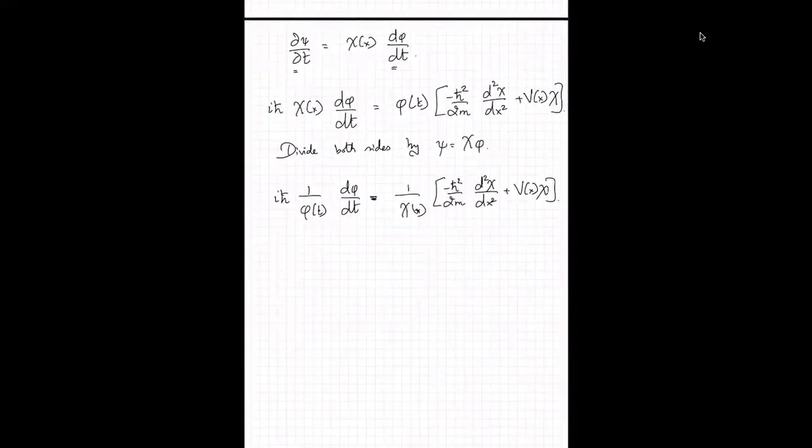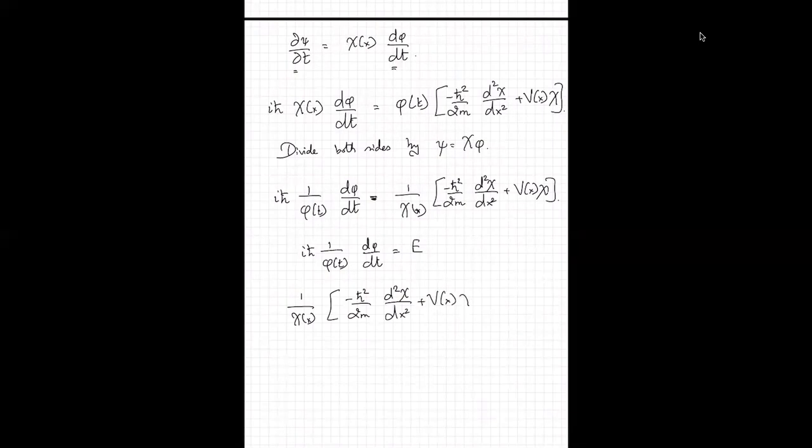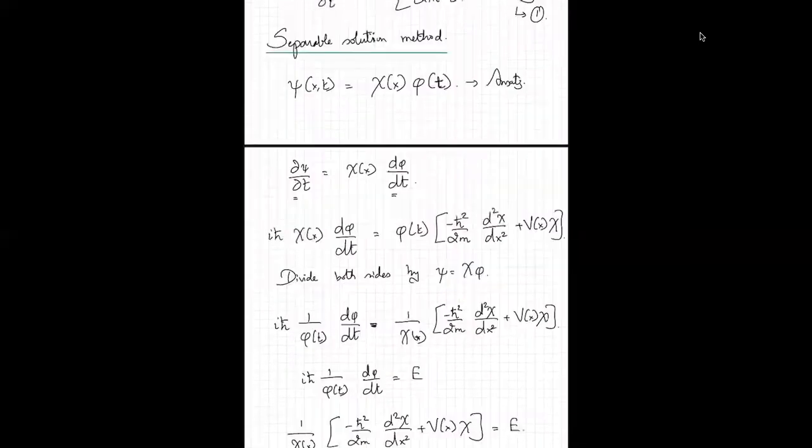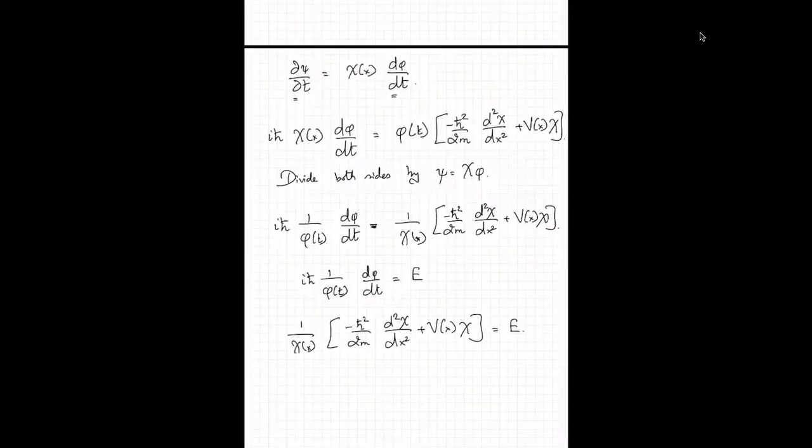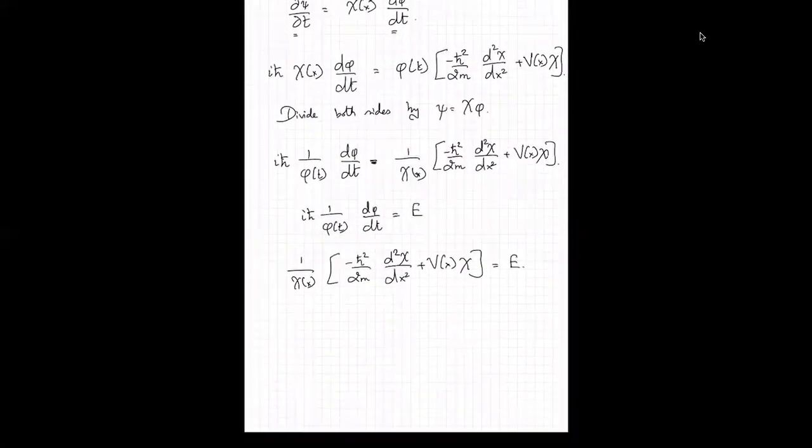The first equation is i h bar 1 over phi of t d phi dt is equal to a constant, and this constant I will call E for reasons that should be obvious in a second. And the right-hand side is also equal to the exact same E: minus h bar squared over 2m d squared chi over dx squared plus V of x chi. This is also equal to E. Since I've called that equation 1, I'll call these equations 2 and 3, but I'm going to rewrite equations 2 and 3 in the following fashion.